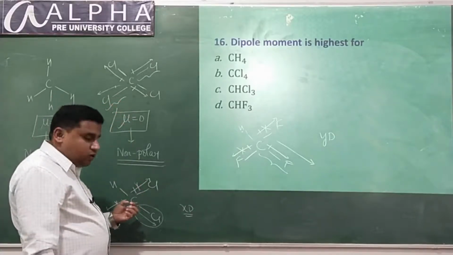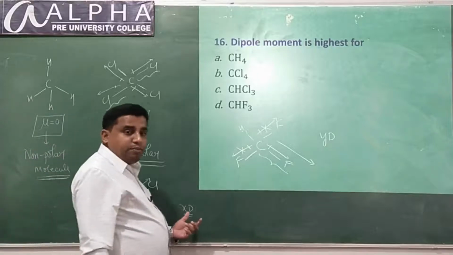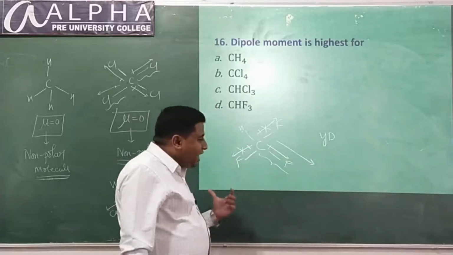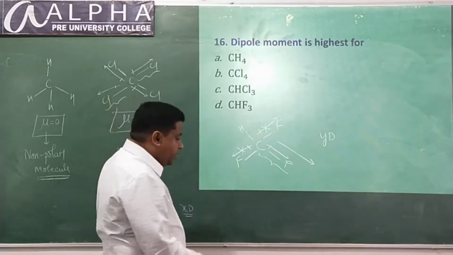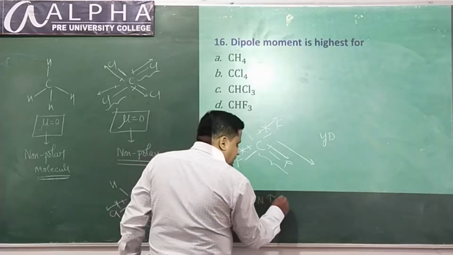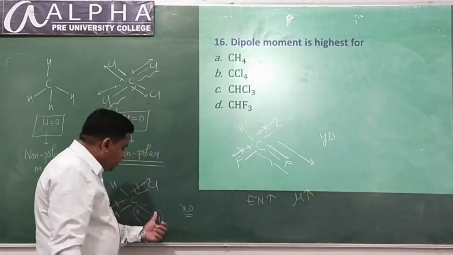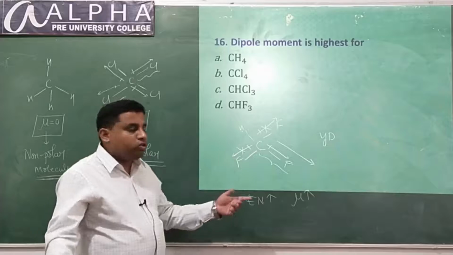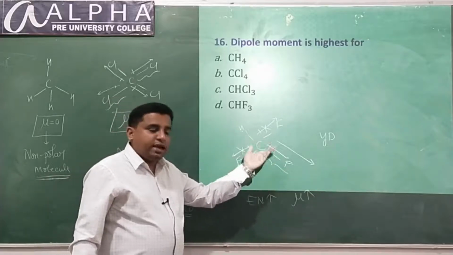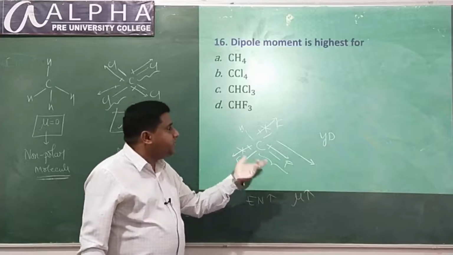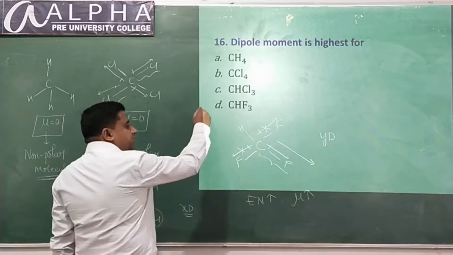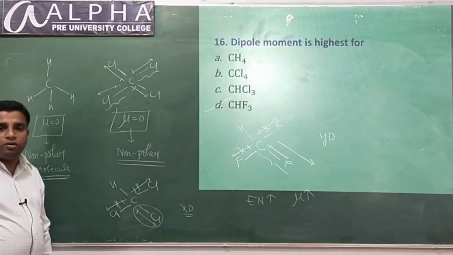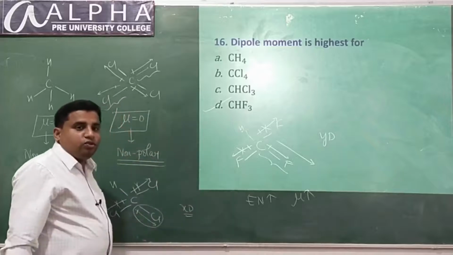We have the dipole moment of this molecule, which we have taken as x D, and this molecule also has a certain dipole, which we have taken as y D. Among x and y, which one is greater? I have given you one statement: higher the electronegativity, higher is the dipole moment. Between chlorine and fluorine, which one is more electronegative? Of course, fluorine is more electronegative. More the electronegativity, more is the dipole moment. Hence, the dipole moment is highest for fluoroform. It is option D. Understood?